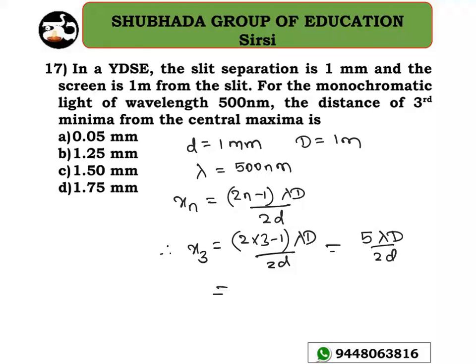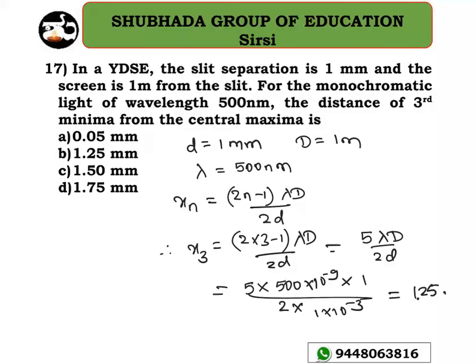Now substitute the appropriate values here. It is 5 into lambda, which is 500 into 10 to the power of minus 9, into capital D, which is 1 meter, divided by 2 into the slit separation, 1 millimeter, 10 to the power of minus 3. If you substitute the values and simplify, you will get the answer as 1.25 millimeter. So option B is the right answer for this question.